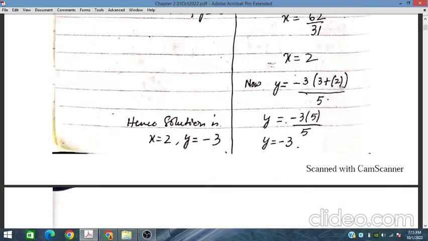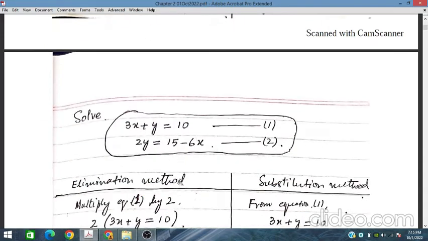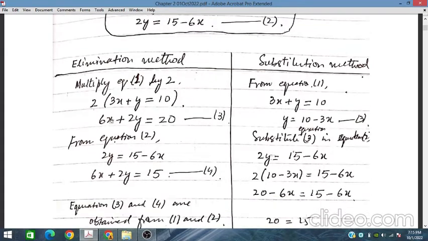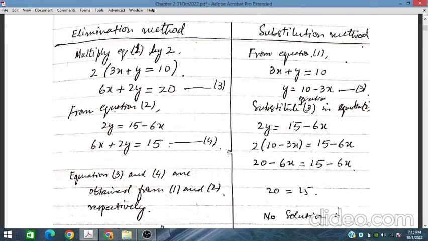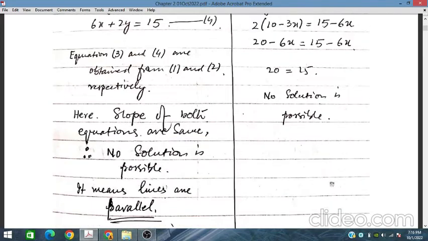We obtained the same result this way: again x is equal to 2 and y is equal to minus 3, like the elimination method. For the second case, from the first and second equations we have obtained these two equations. Here we can say that 6x plus 2y, 6x plus 2y means the slopes are the same. We will not get any unique solution. Secondly, in the substitution method, we have obtained this kind of result. So no unique solution is possible.